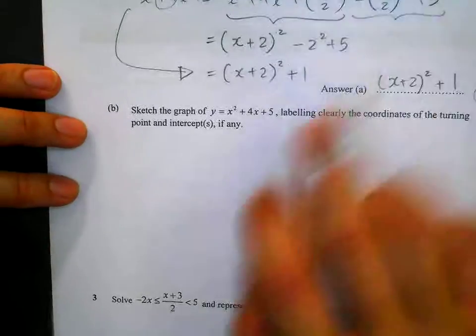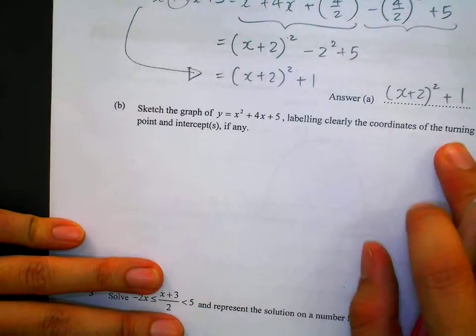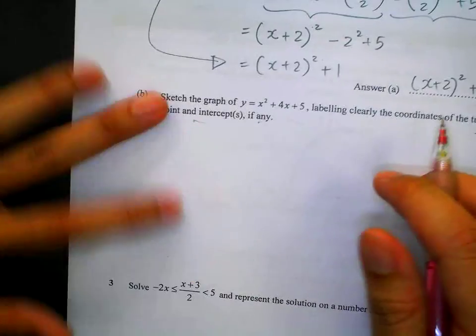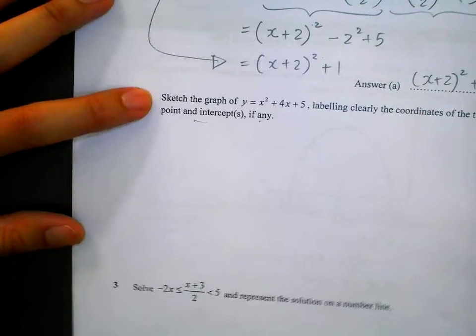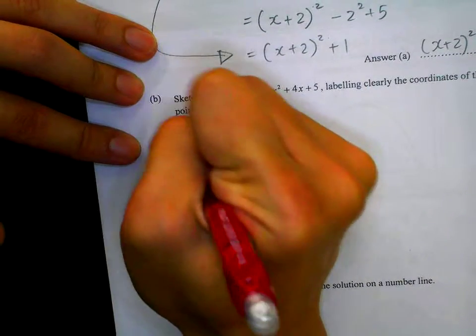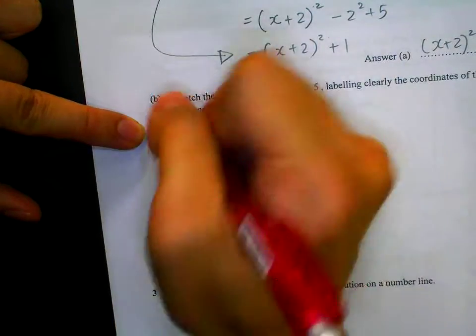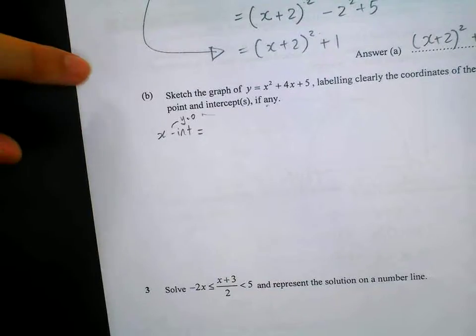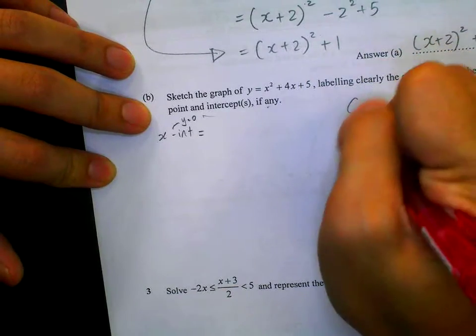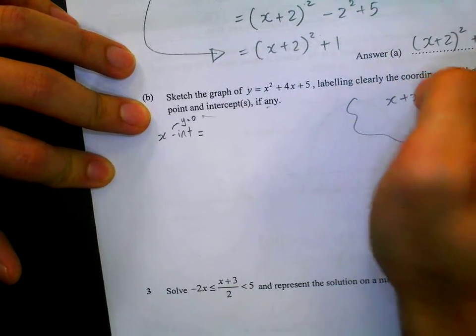Now sketch the graph, labelling the coordinates of the turning point and intercepts with the axes. Okay, my standard format: I like to find my x-intercept. Are there any x-intercepts? x-intercept is when y equals 0. So when y equals 0, working: (x plus 2) squared plus 1 equals 0.